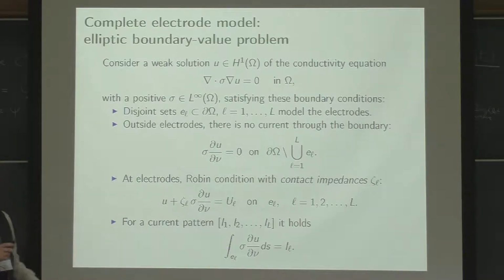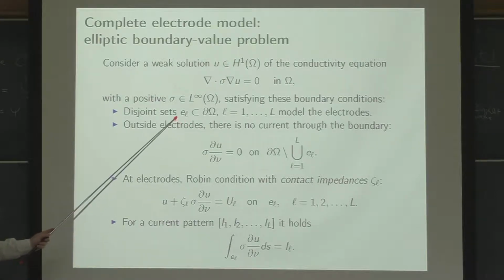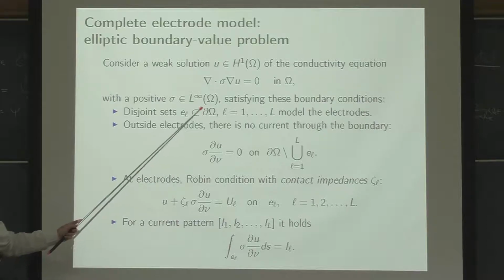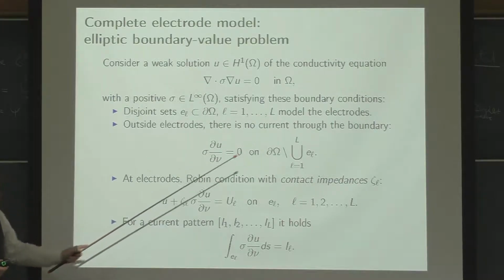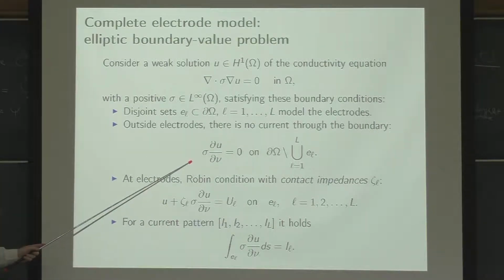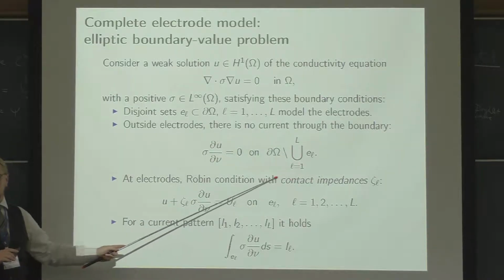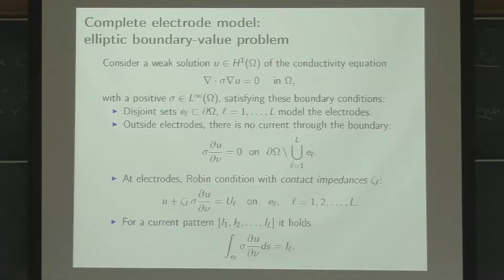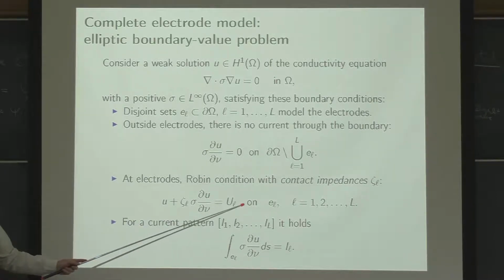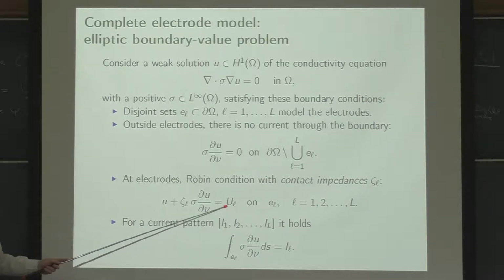And now the boundary conditions are more complicated. So we have these disjoint sets I just showed you. They are subsets of the boundary. There are L of them. And first of all, in the gaps between the electrodes, there is no current. They are insulated parts. Then at the electrodes, there is a Robin condition where there is a U voltage.